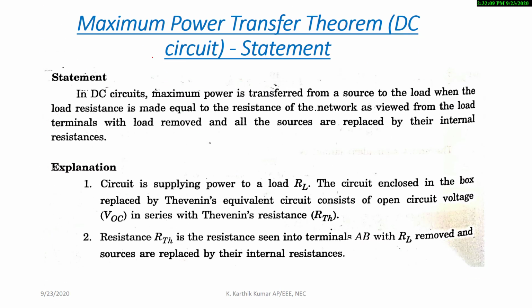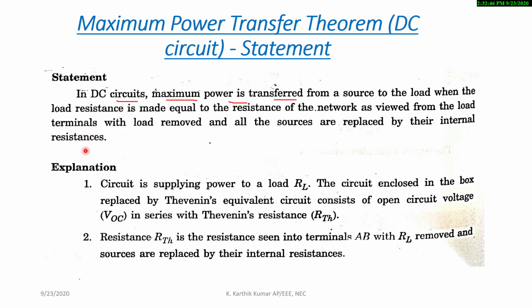This is the statement. From the name itself we can directly define it: in a DC circuit, maximum power is transferred from a source to the load when the load resistance is made equal to the resistance of the network as viewed from the load terminals, with the load removed and all the sources, like voltage source and current source, replaced by their internal resistances.